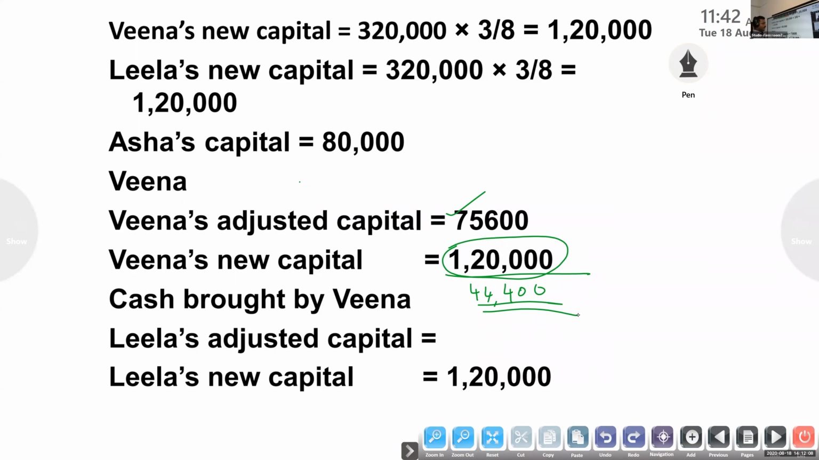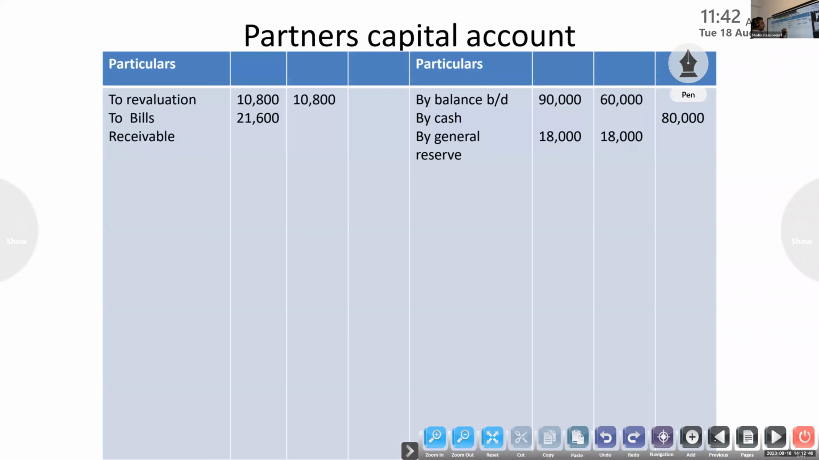So there will be one journal entry. Cash account debit to Veena's capital, amount 44,400. Narration: cash brought by Veena. Cash account debit, we will get cash, to Veena's capital. We have to write the difference amount. So the entry will be cash account to Veena's capital.